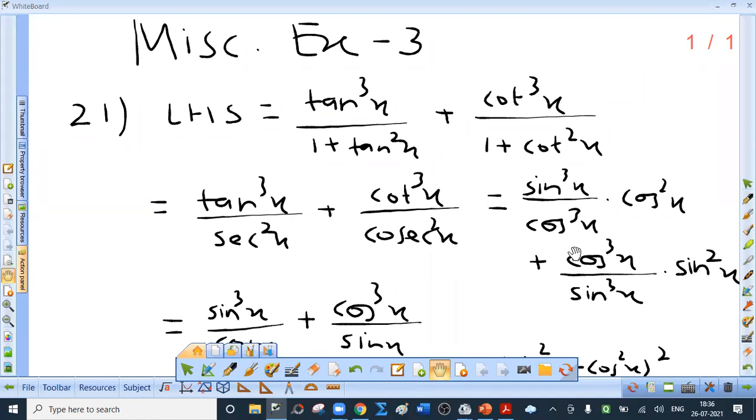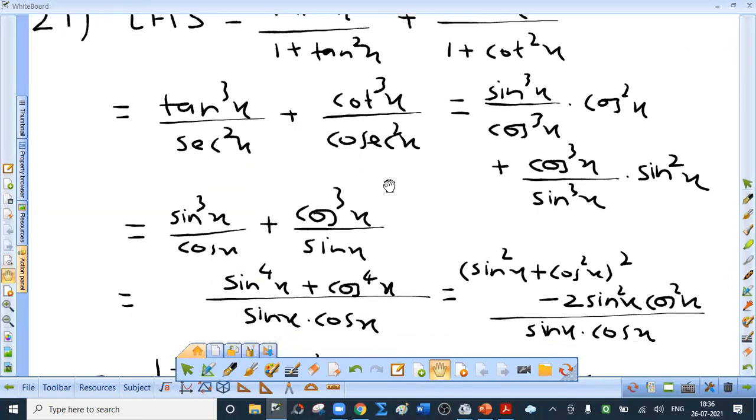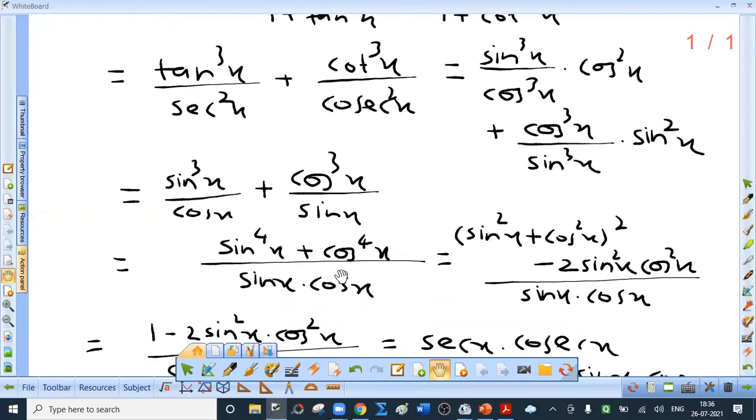Tan cube is sin cube by cos cube. 1 upon sec square is cos square. Cot cube is cos cube upon sin cube. 1 upon cosec square is sin square. Simplify to get sin cube upon cos plus cos cube upon sin. What is the LCM? Sin cos. Numerator: sin raised to 4 plus cos raised to 4.